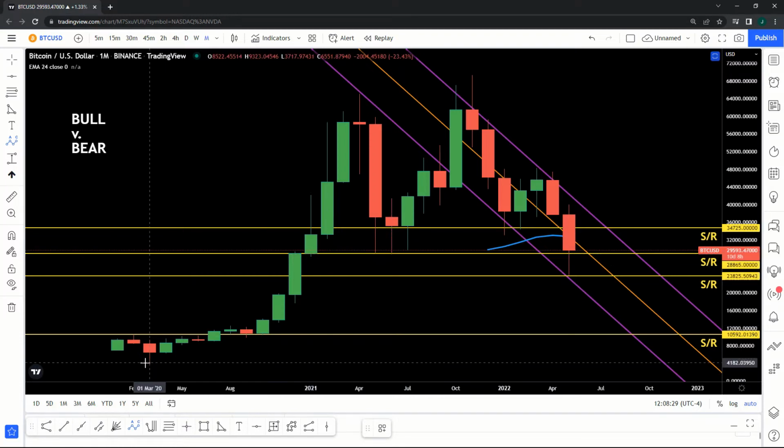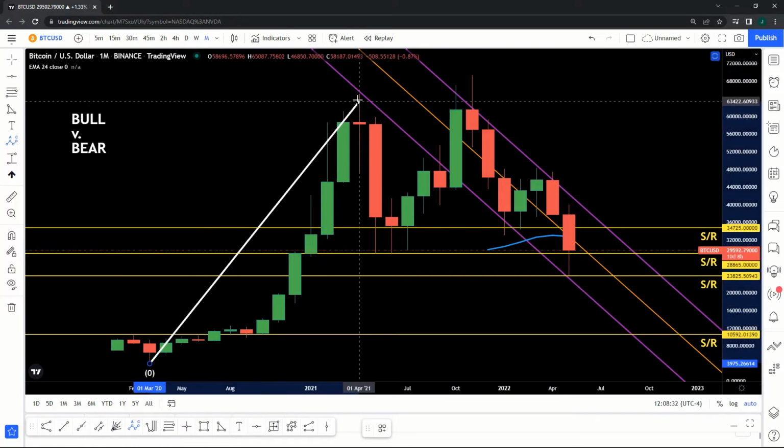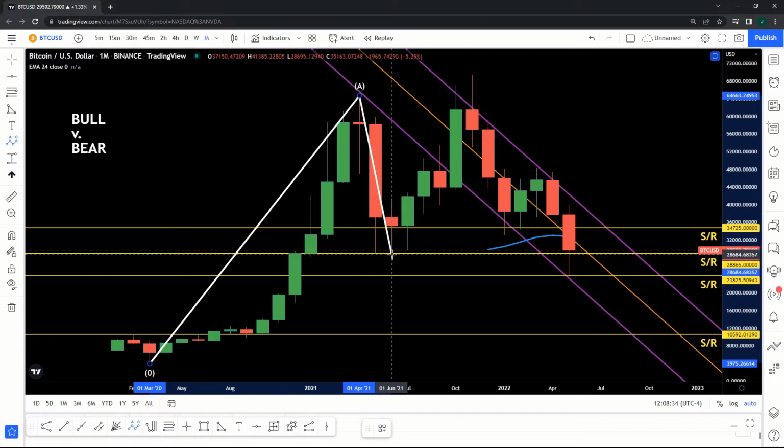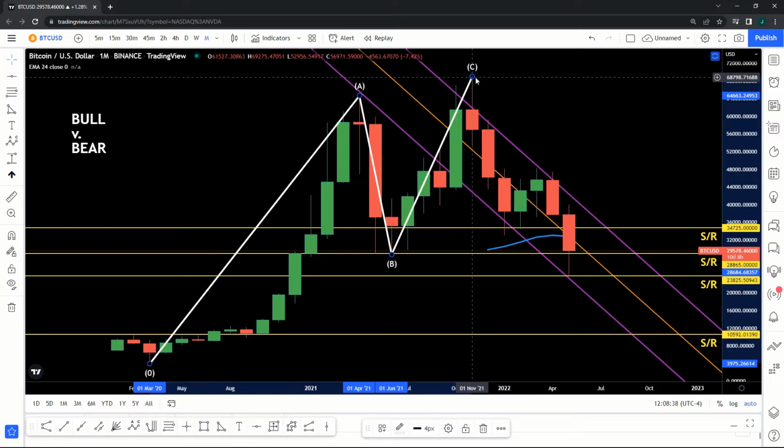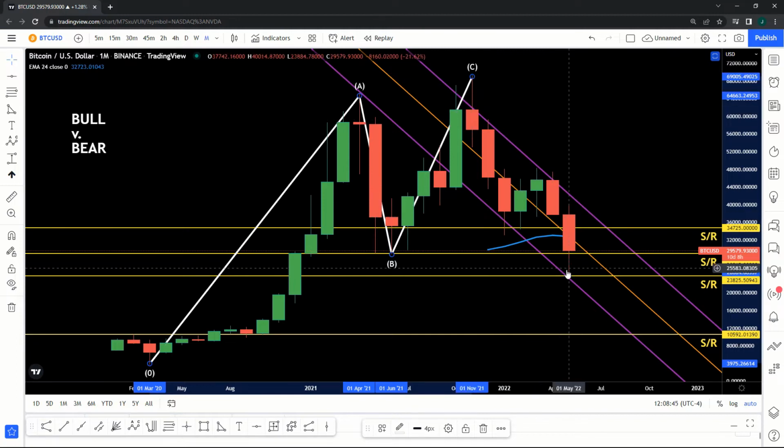So what I did was, using the swing low to swing high, to swing low, to swing high. After the swing high, or the C leg, it's a bearish pattern. And on the low side, price has to be lower than the prior low, which it currently touched.